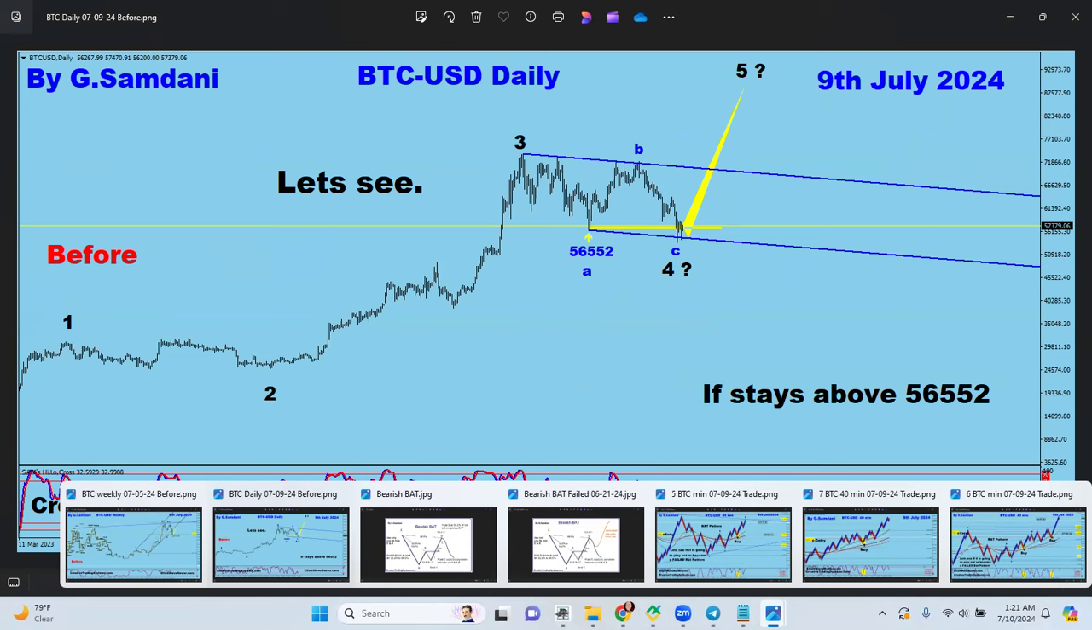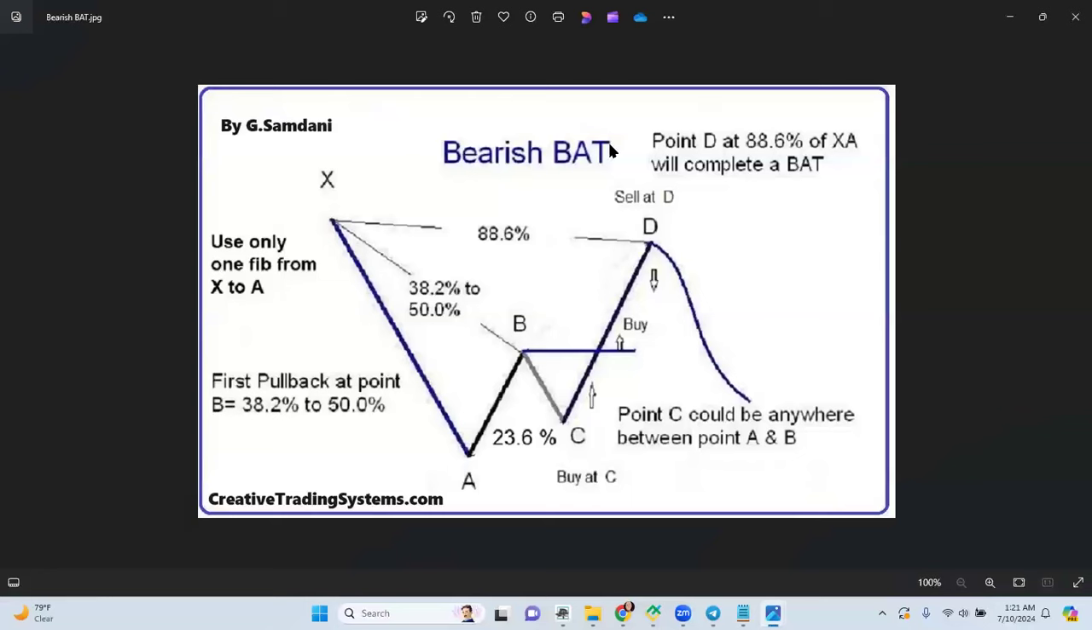How are we going to make the entry in the market? That's the question. There are different techniques: harmonic patterns, Elliott wave, support and resistance, SNR levels, and trend lines, all of that. So let me show you this bat pattern. This is how it is.